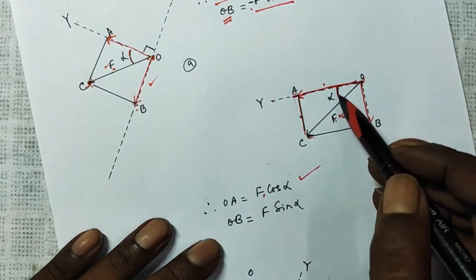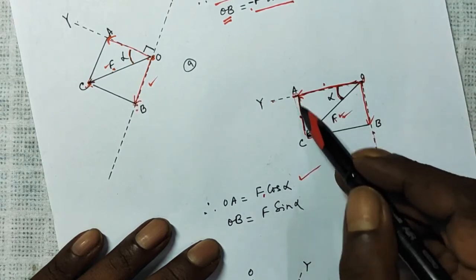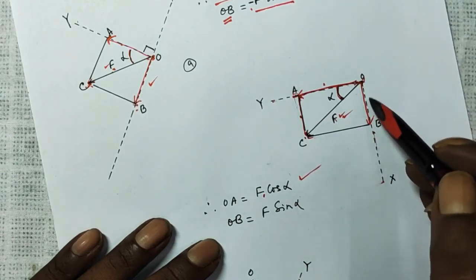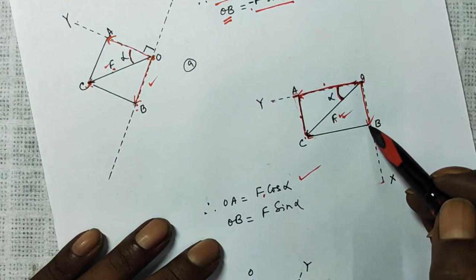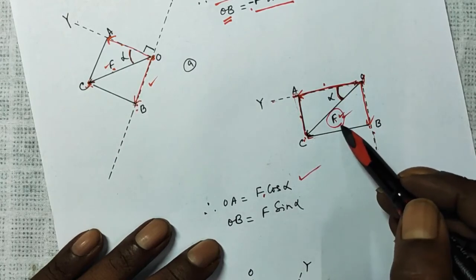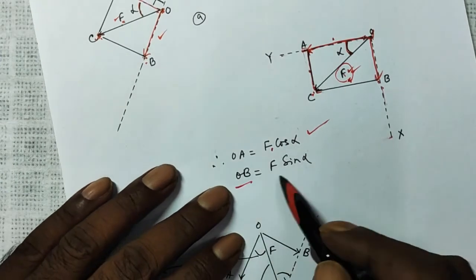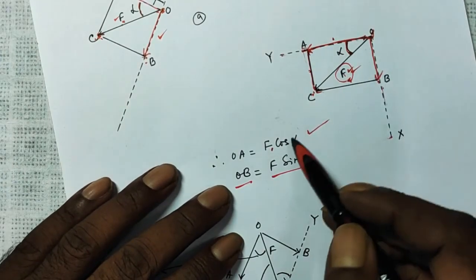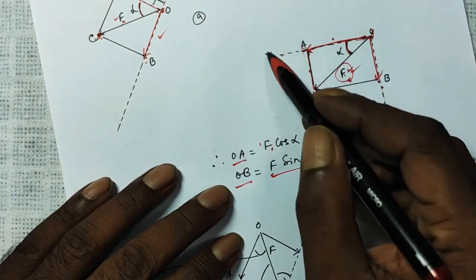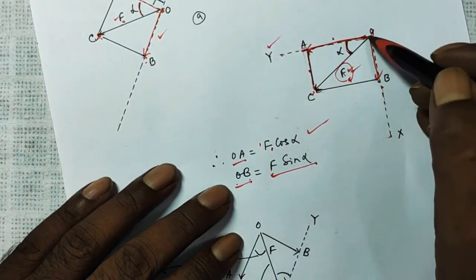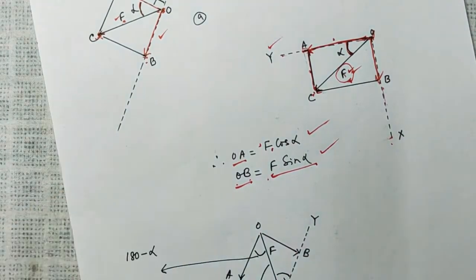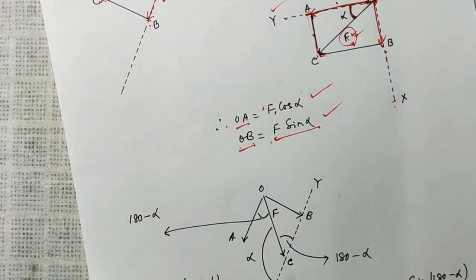So here if you take sin alpha, this will be this perpendicular over this hypotenuse. This perpendicular is the same thing as OB. So OB over the hypotenuse, which is equal to F. So if you cross multiply, you get OB is equal to F sin alpha. Both are positive because this OA is along the positive y-axis and this OB is along the positive x-axis. Therefore, both are positive.